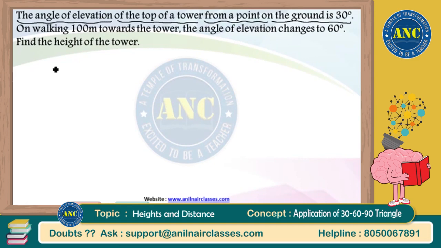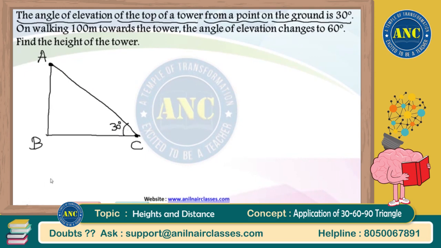That means there is a tower. This tower I will name as AB. Angle of elevation of the top of the tower. This is the top of the tower, from a point on the ground. This is the ground, ground is BC. From this point on the ground, point C, the angle of elevation is 30 degrees. Yes, this is what my first statement is saying. I understood my first statement. Move on to the second statement.